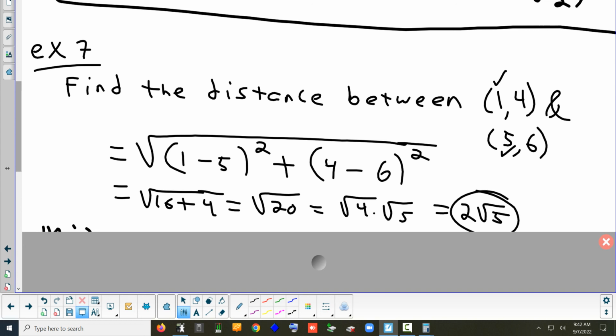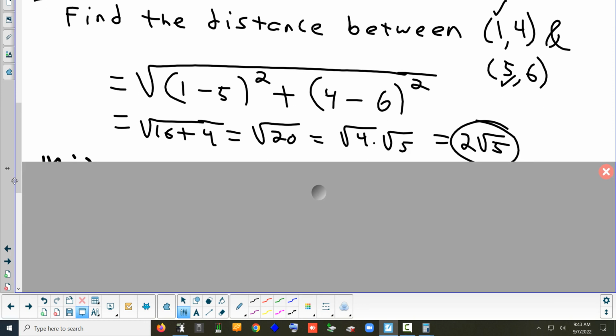So reducing square roots is something we'll do, not really something we learn here. It's more of an algebra 1, algebra 2 kind of thing. But definitely, if you get stuck on it, I will help you. Any question on the distance problem?